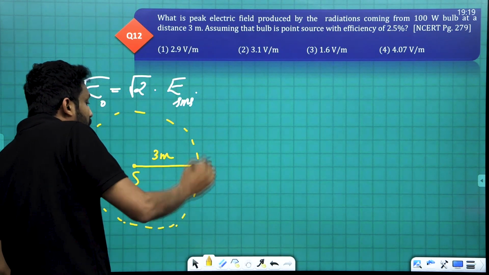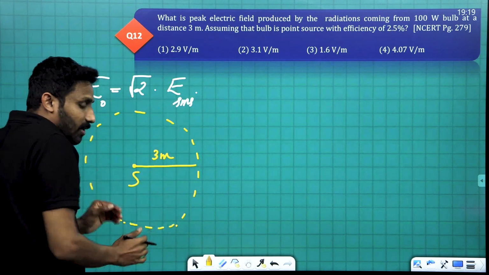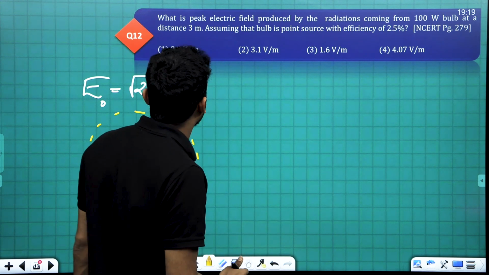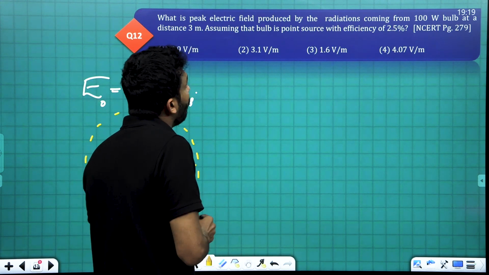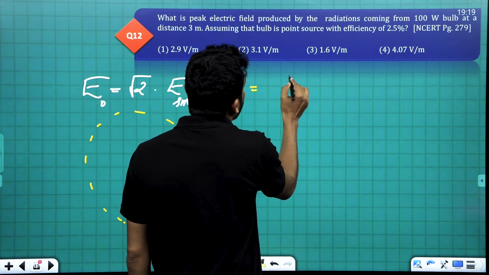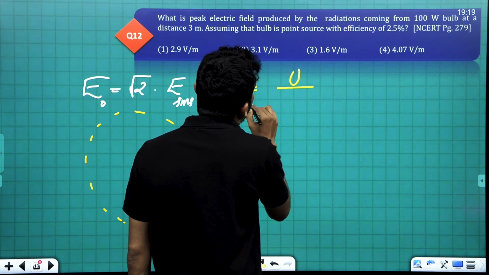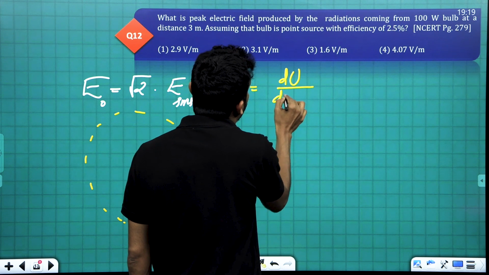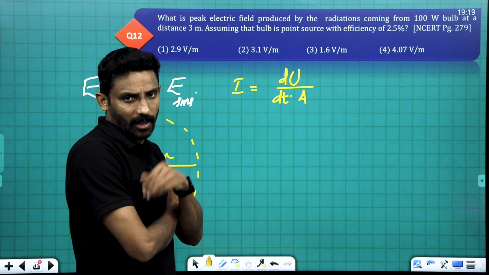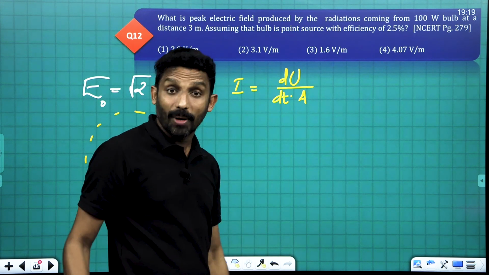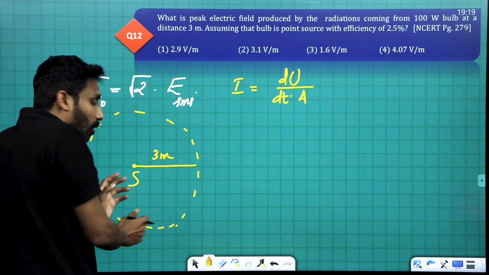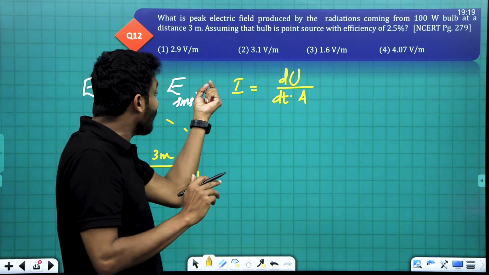What is the area of this sphere? The area is 4 pi r square. Then we have the intensity. Intensity is equal to the energy divided by time, dU by dt, divided by area. This much is the intensity coming. And dU by dt is the power reaching there, and the area is 4 pi r square. Clear? And this is the intensity.